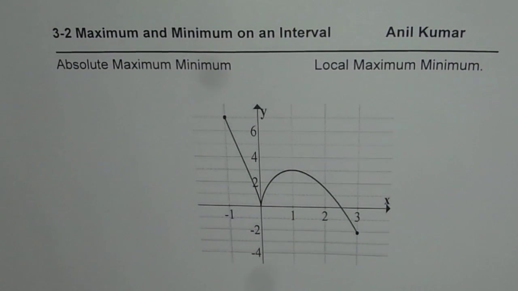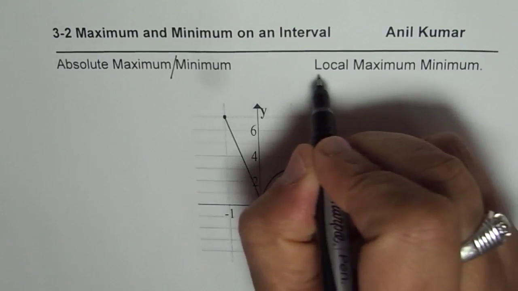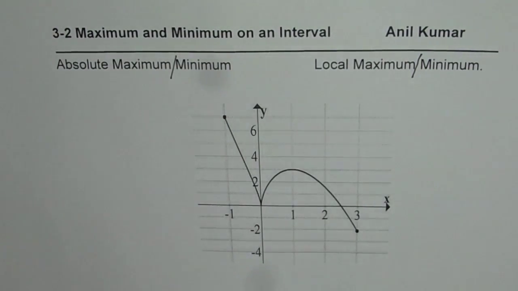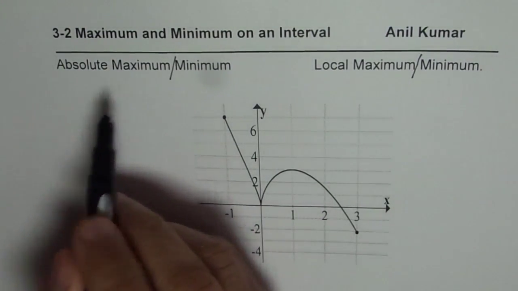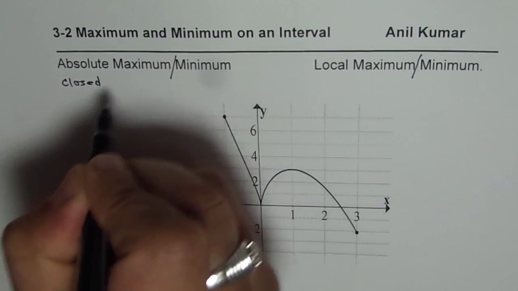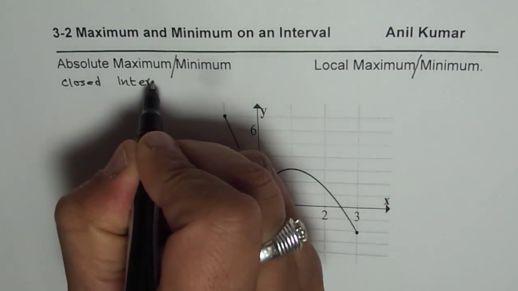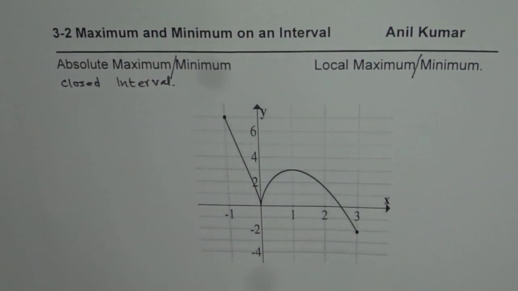I'm Anil Kumar, and with the help of this video, we will try to understand the terms absolute maximum, absolute minimum, local maximum, and local minimum. So we'll understand what is absolute maximum or minimum and what is local maximum or minimum. Now, whenever we talk about absolute values, normally we are talking about an interval. So we have a closed interval when we talk about absolute terms normally, right? So in a closed interval we'll normally have absolute maximum and minimum value.